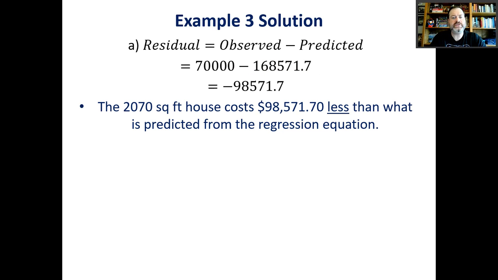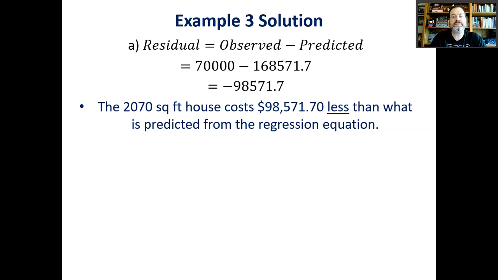And again, you want to interpret it. The 2,070 square foot house costs $98,000 and change less than what is predicted from the regression equation. So there's something going on with this house that causes it to be not a very good prediction at all. Perhaps this is an outlier. Maybe this house is in a really bad neighborhood, or maybe it's in Florida, maybe it got hit by a hurricane or something. There are lots of reasons why houses can be above or below the line.